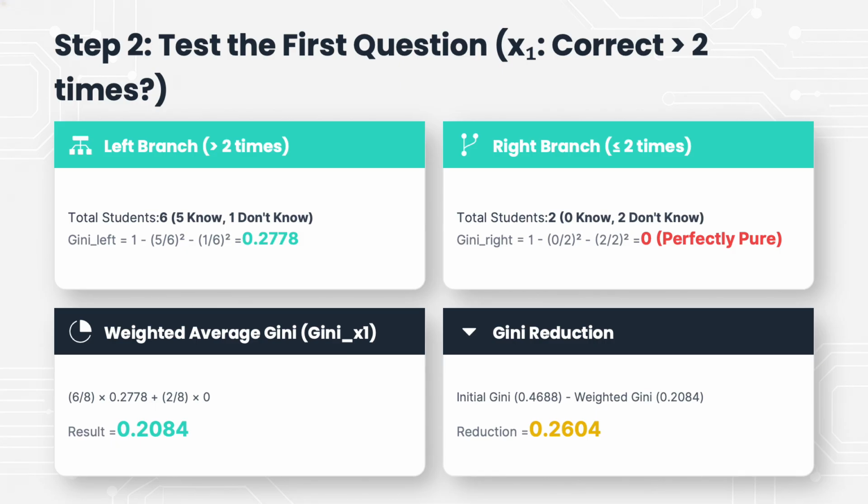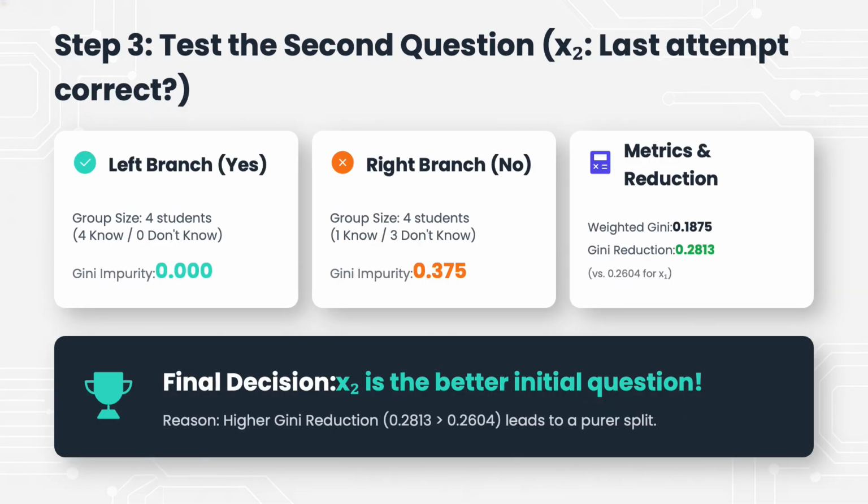We calculate the weighted average Gini for this split, which is about 0.2084. Compared to our starting Gini of 0.4688, this is a reduction of 0.2604. Not bad. Now let's test the second feature, X2. Did they get the last question right? This splits the students into 2 groups of 4.